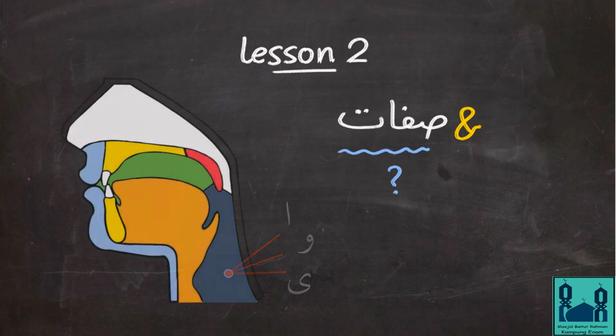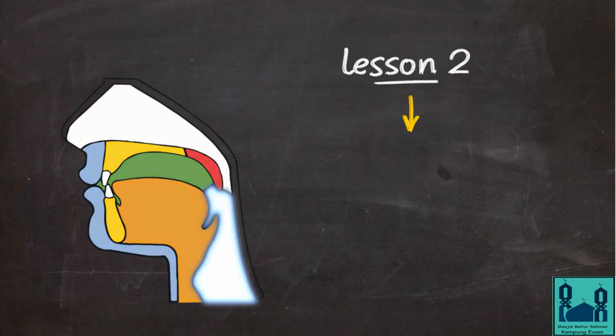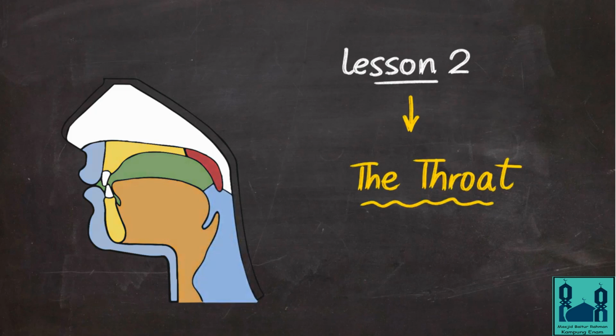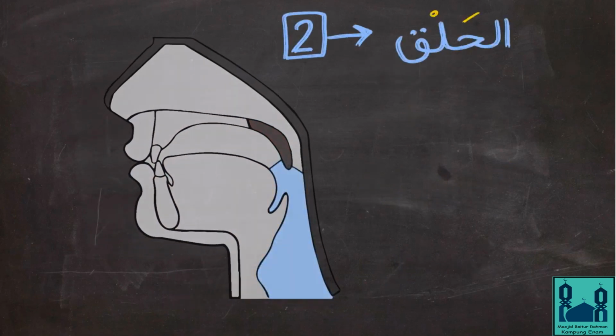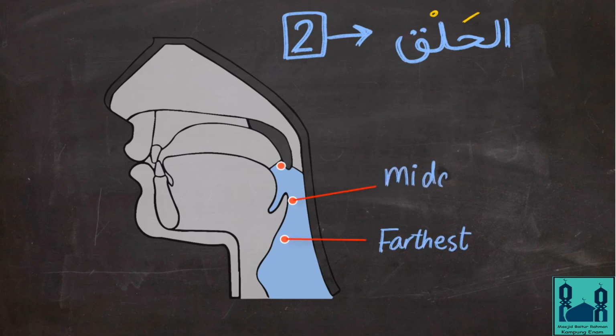And today we're moving on to the next area, which is the throat. In Arabic, the throat is called al-halq. So let's get started. The area of the throat, or al-halq, contains 3 points of articulation. They are the farthest part of the throat, the middle part, and the closest part of the throat. And as it happens, each of these 3 articulation points produces 2 sounds.